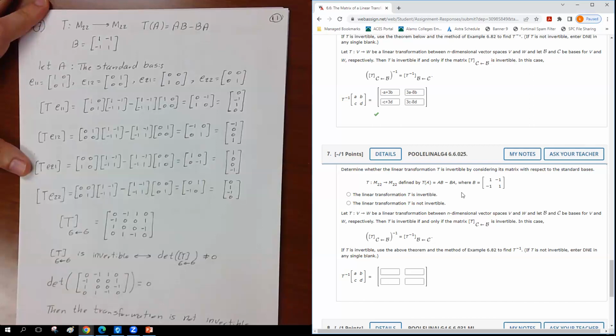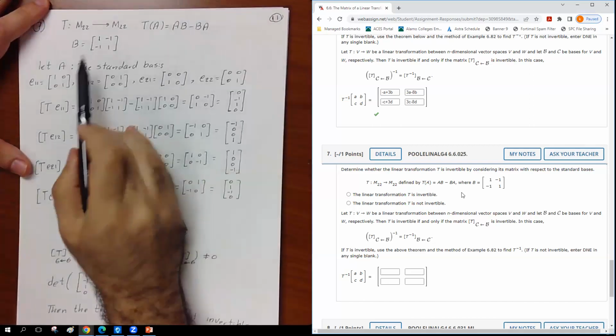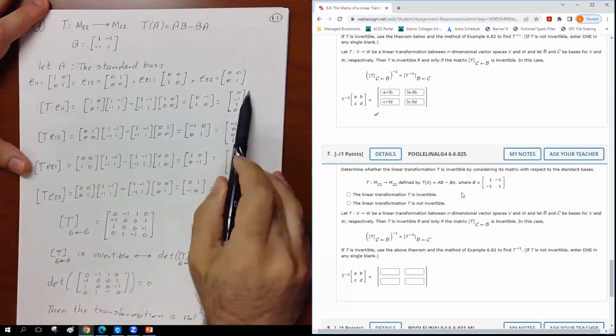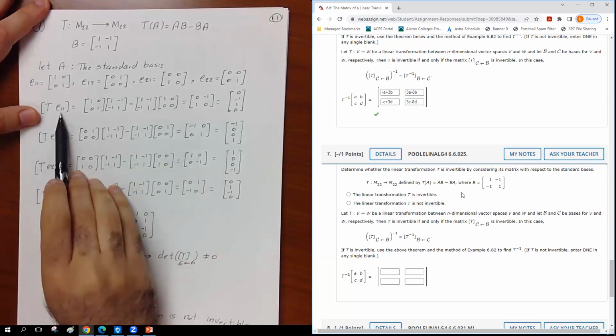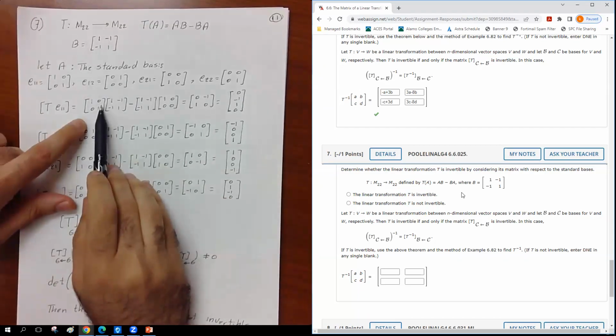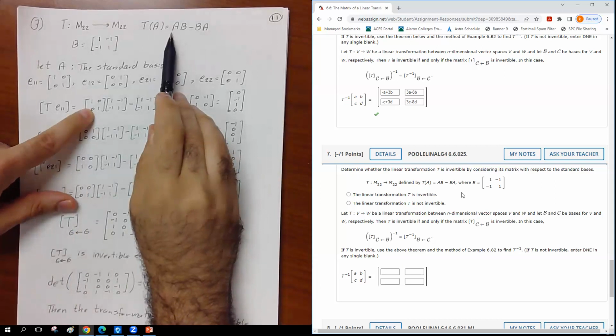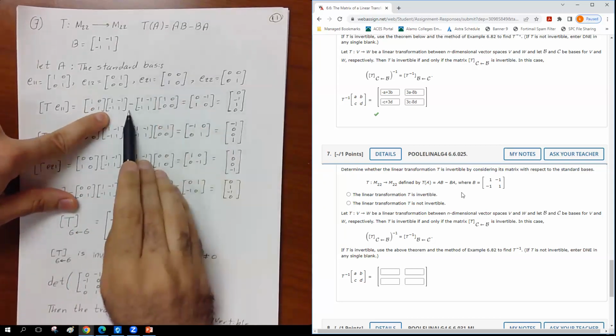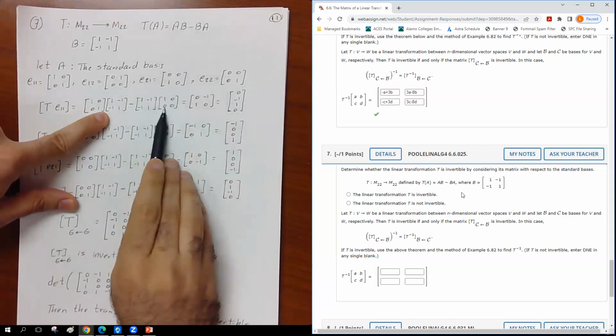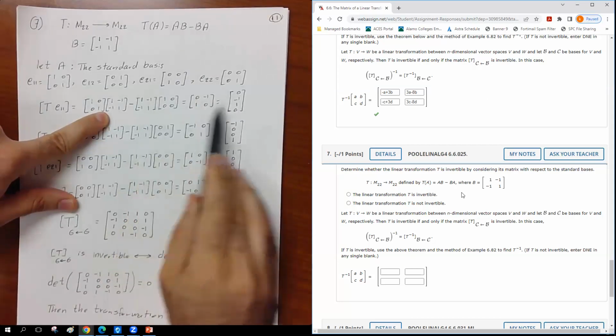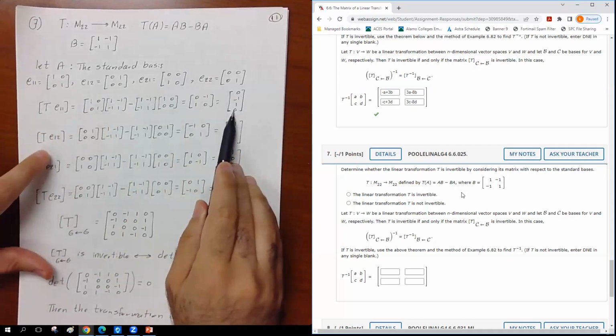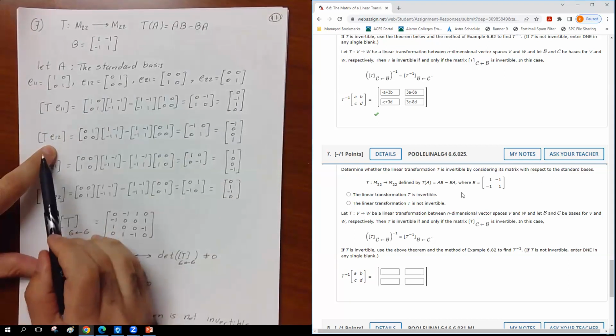A linear transformation T is invertible. So here's our standard base. The transformation of E11 is going to be A, our matrix, times the matrix B, minus the matrix B times the matrix A. This is the first column. We're going to do the same thing with the next column.